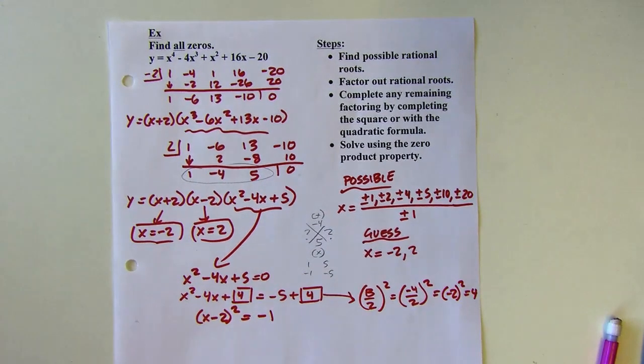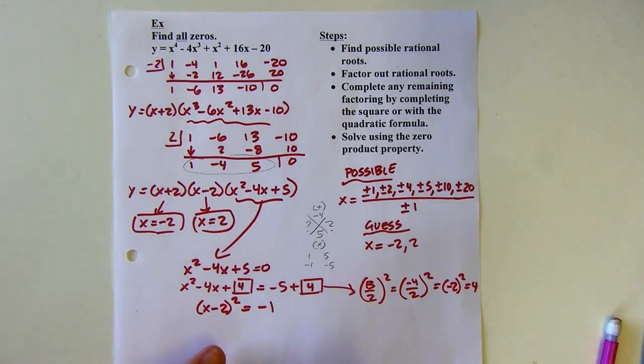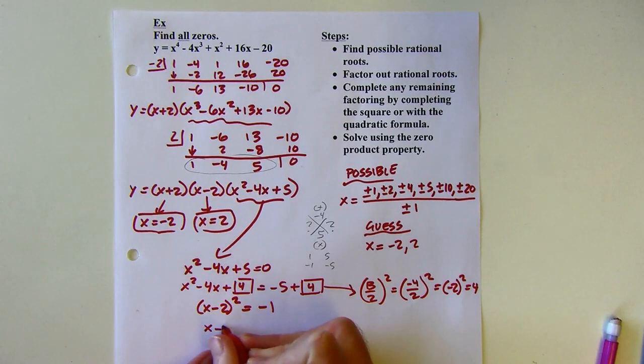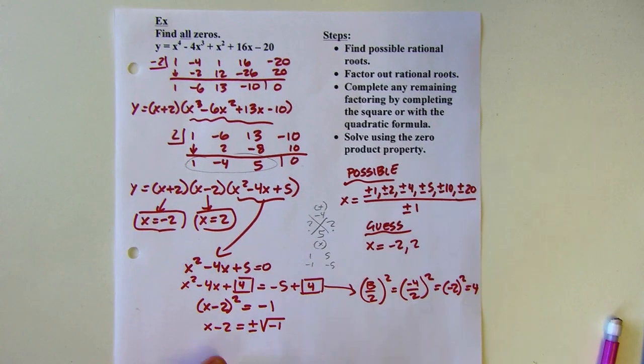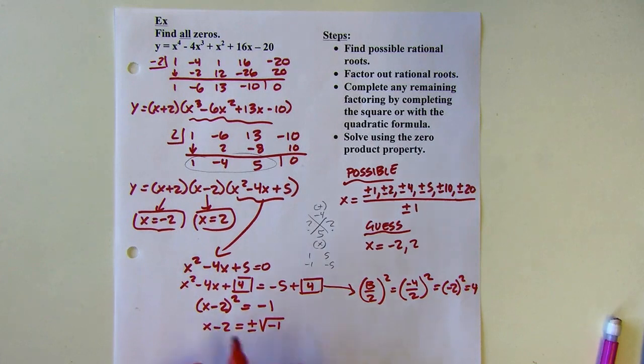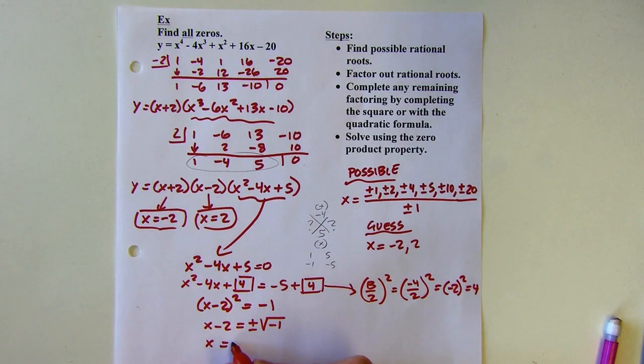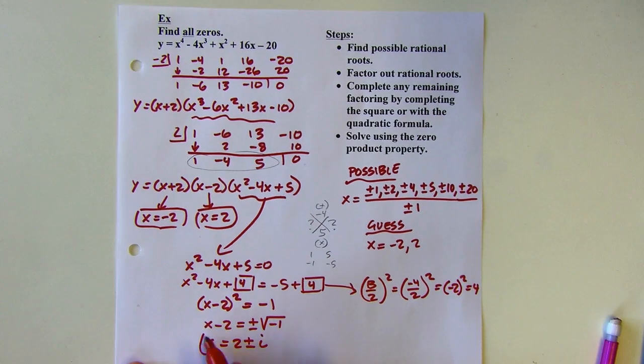Then I've got a -1 over there. Let's take the square root of both sides. I want to solve this for x, so I'm going to add 2 to both sides. I'm going to slip the 2 in front of the plus or minus. And then the square root of -1 is i, right? So I don't want to leave a negative under a radical because I can write that with i. So hey, look at that.